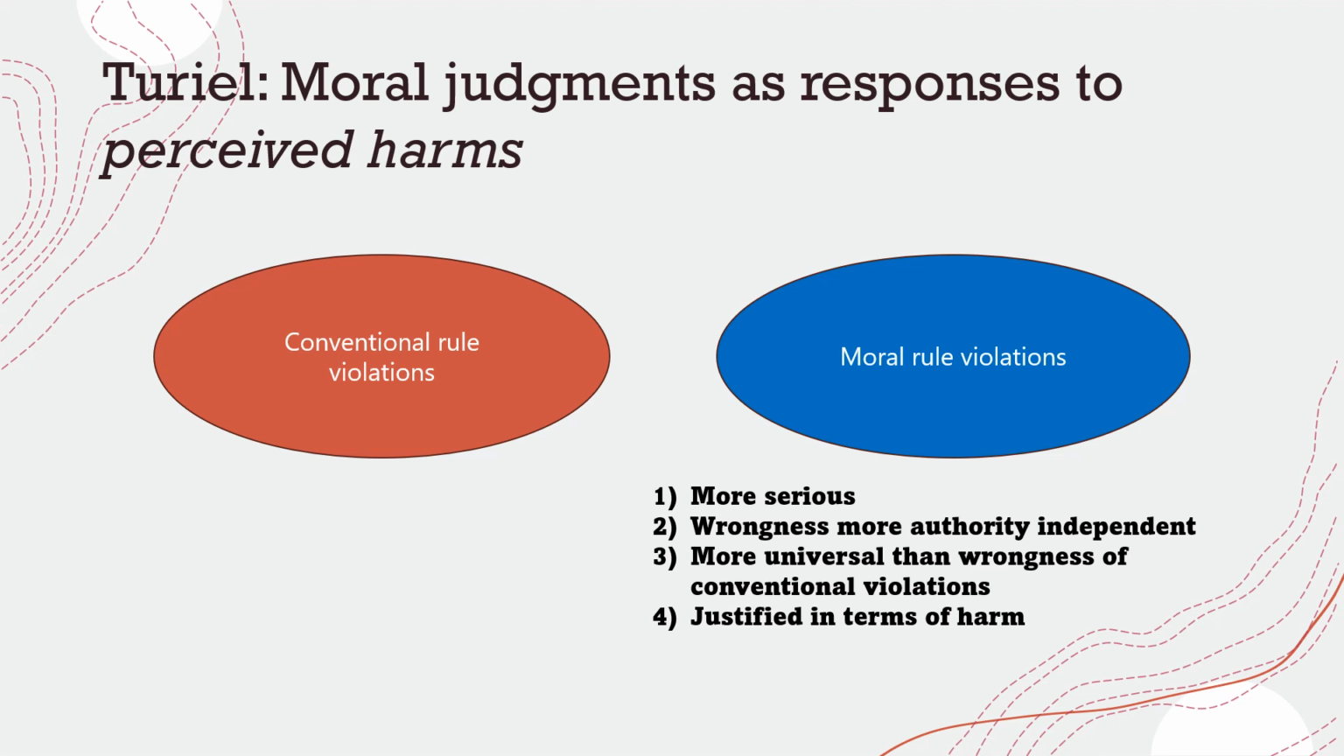They're more universal than the wrongness of conventional violations, so they have a wider site of application. They apply everywhere. They're universal, and they're justified in terms of harm. That's a key claim, that these moral rule violations in particular are justified in terms of harm. So there must be some case of harm to somebody that we discern when we perceive a moral rule violation.